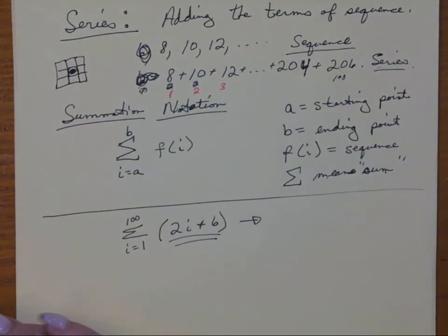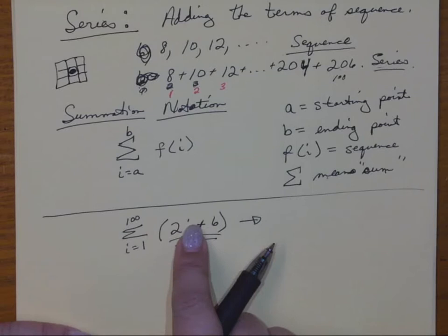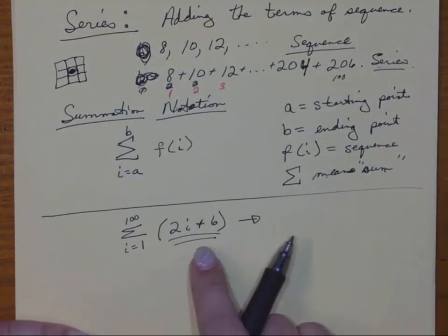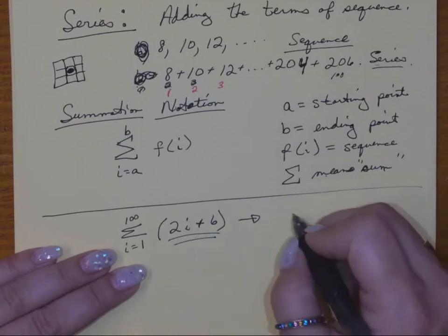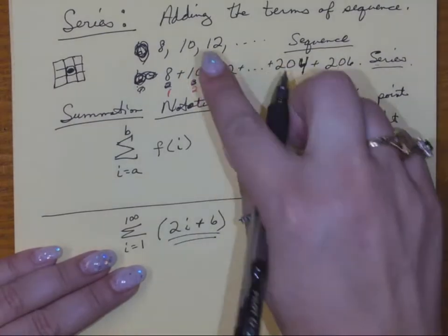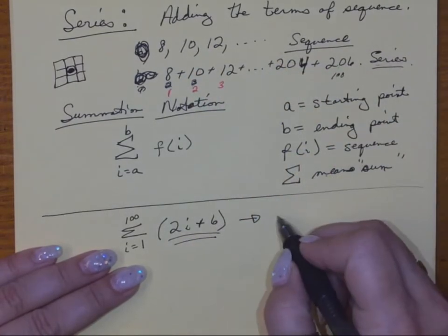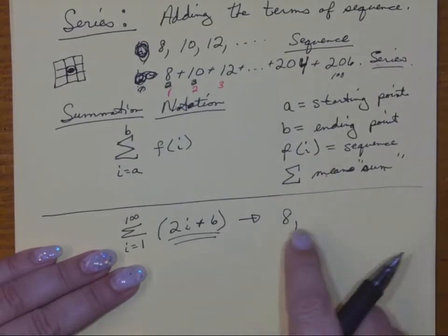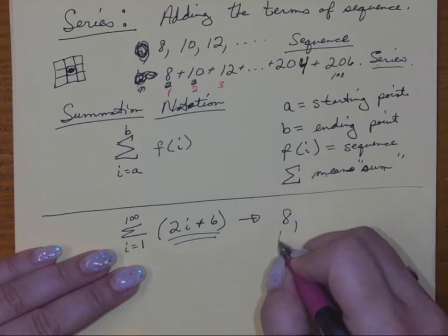Okay, sorry about that. So this is the right formula. I just started on the wrong number up there. So first term, I'm going to stick that in there. I knew I was wrong up there, because the first term should be 2 times 1 is 2 plus 6 gives me the 8. That's my first term, right?